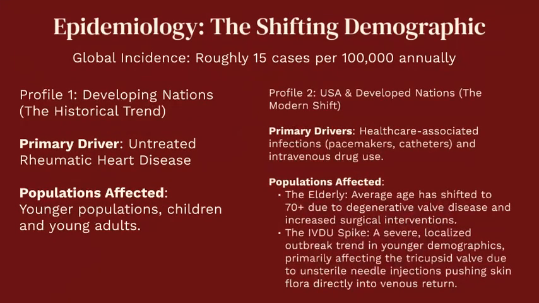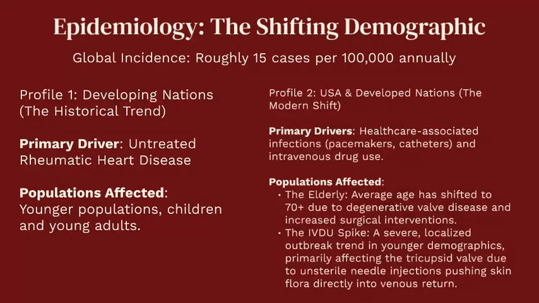Epidemiology, we see about 15 cases per 100,000 people annually. In developing nations, historically we thought it was due to untreated rheumatic heart disease. We still see that today in the developing nations, and it affects younger populations as well as children and young adults. Here in the United States, as well as in other developed nations, we now see it more in healthcare-associated infections, people with pacemakers, catheters, prosthetic valves, as well as IV drug use.